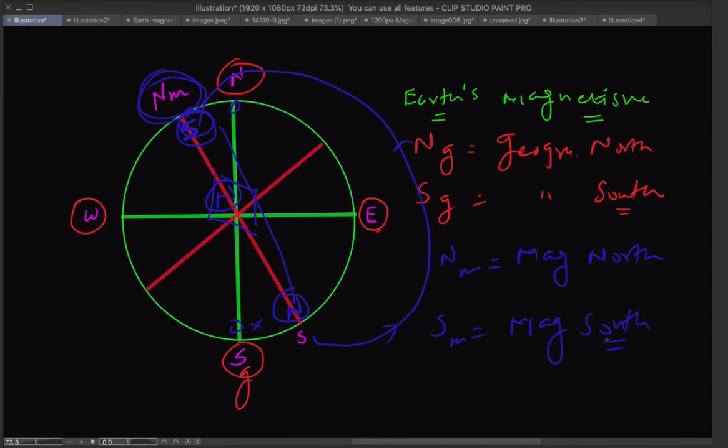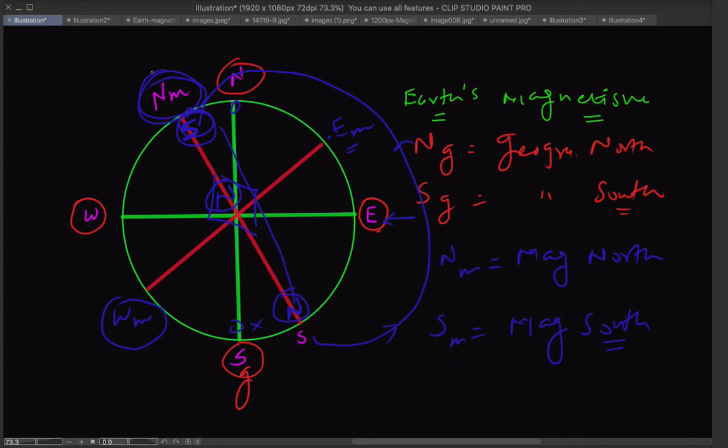So we have two types of poles right now. One is called the geographic north, geographic south, geographic east, and geographic west. It is called the equator. But this line is called our Earth's magnetic equator, so I am just putting magnetic east and magnetic west. So you can just find it out.